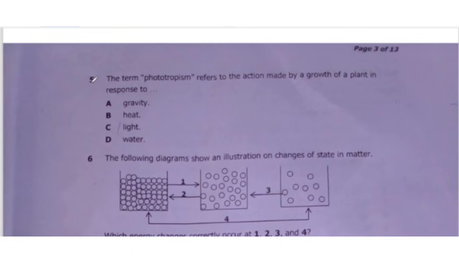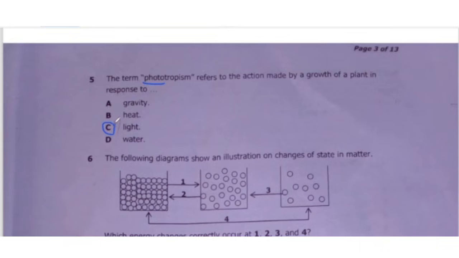We come to number 5. The term phototropism refers to the growth of a plant in response to. So photo means light. When the plant is growing towards light, then this is the response, which is called phototropism. So the correct answer is C.